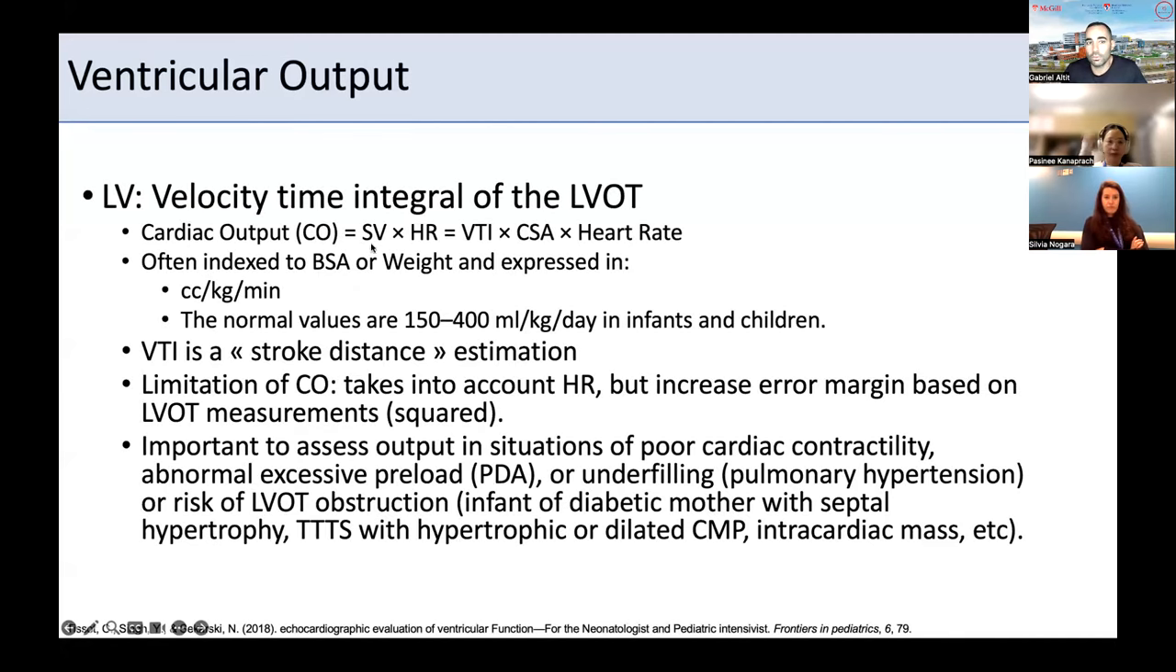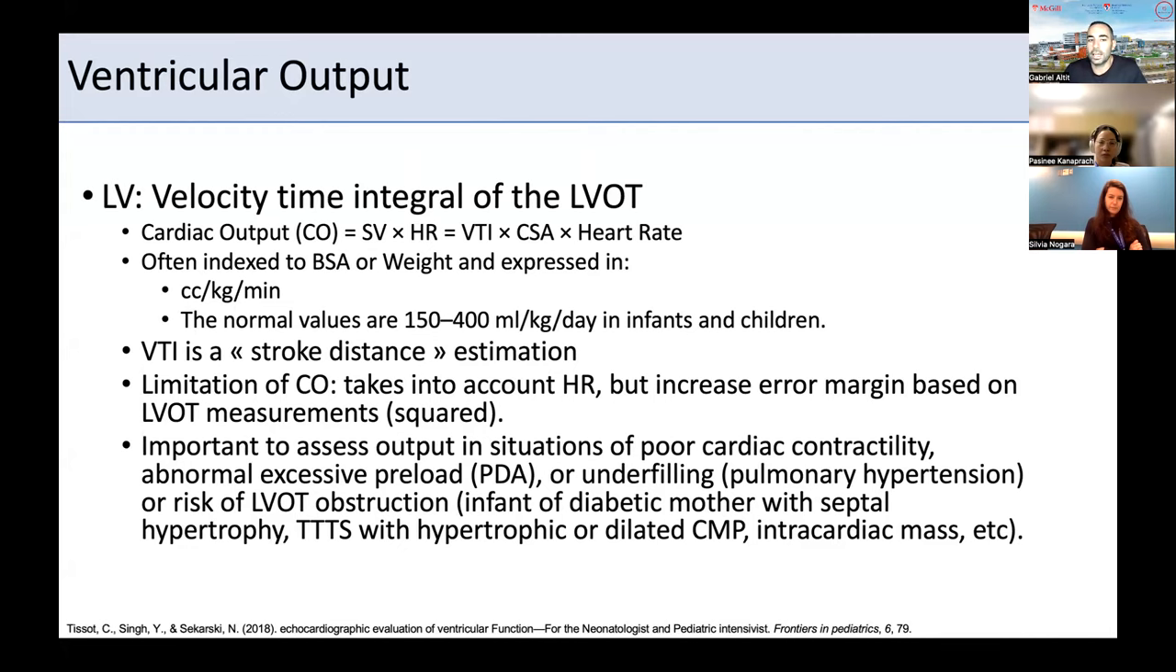So cardiac output is stroke volume times heart rate, and your stroke volume is your VTI times your cross-sectional area. And often in babies, we'll index it to either the body surface area or the weight. Most centers will index it to the weight. And so that's why, instead of milliliters per minute, we express it as milliliters per kilo per minute. And so the normal values are typically around 150 to 400.